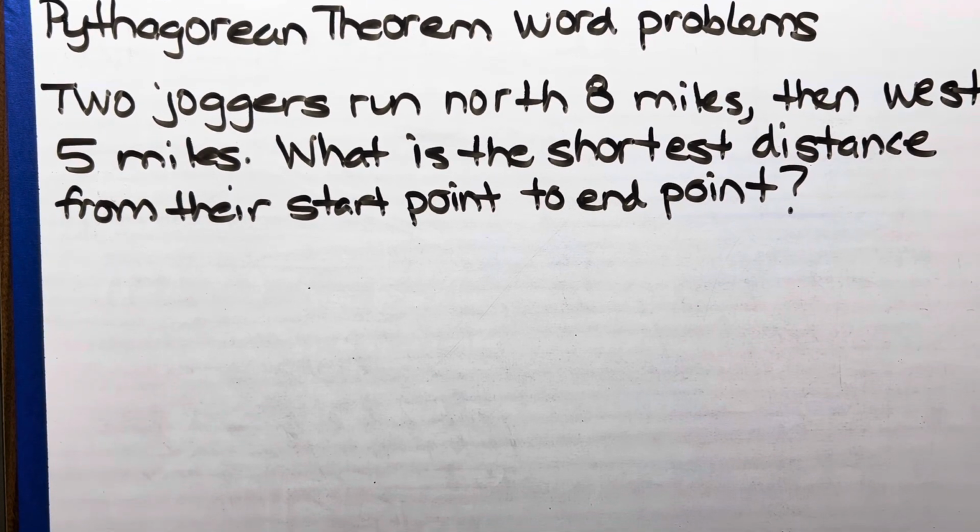Two joggers are running north 8 miles and then west 5 miles. What is the shortest distance from their start point to the end point?